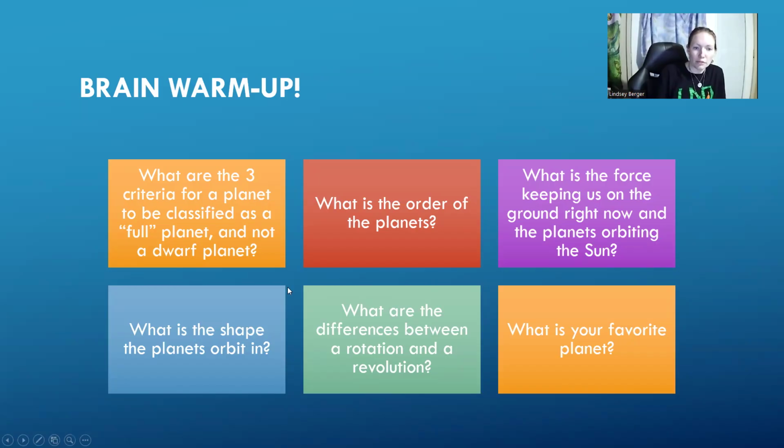And then think about those orbits. Do you know what shape the planets are orbiting in? We've touched on it briefly, like the intro slides, but we haven't gone over it into great detail yet. But it is a very important and distinctive shape, so pay attention to that.